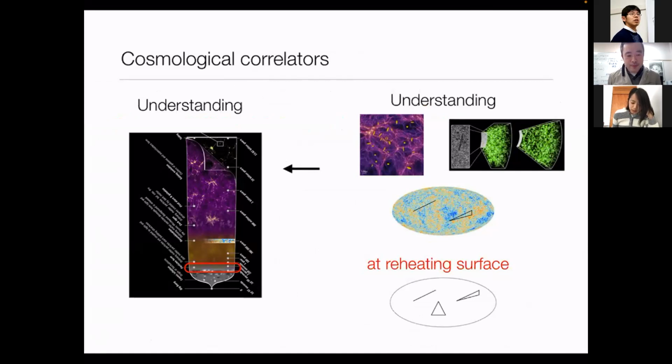In the history of the universe, we can see a lot of correlators, like the CMB two-point function or three-point function, and also the galaxy distribution and galaxy shape measurements. Those are called cosmological correlators. Since the initial condition of structure formation was encoded at the reheating surface, which is basically the end of inflation, by tracing back the history of the universe towards the reheating surface, we can capture information about how inflation was driven, or what the physics was at that time.